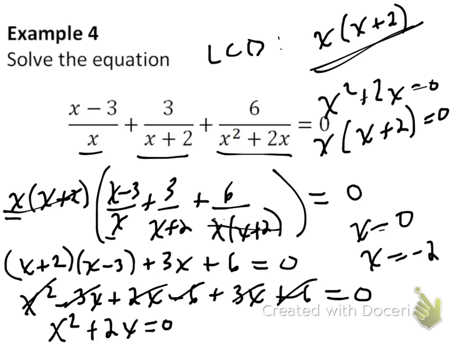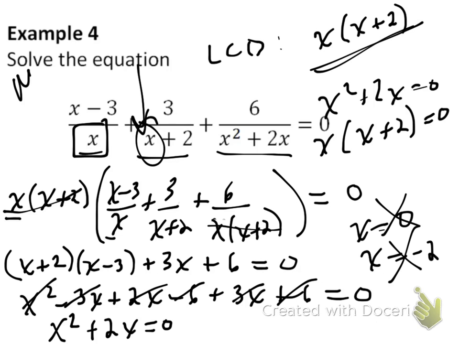Now I want to check for extraneous solutions, so I'm going to plug in 0 for x. Notice right away that I would be dividing by 0, so x equaling 0 is extraneous. Alright, plug in negative 2 for x then, and if I were to plug it in here, I'd have negative 2 plus 2. Again, I would be dividing by 0. Alright, and so in example 4, I would not have any real solutions. So no real solutions for the last one.